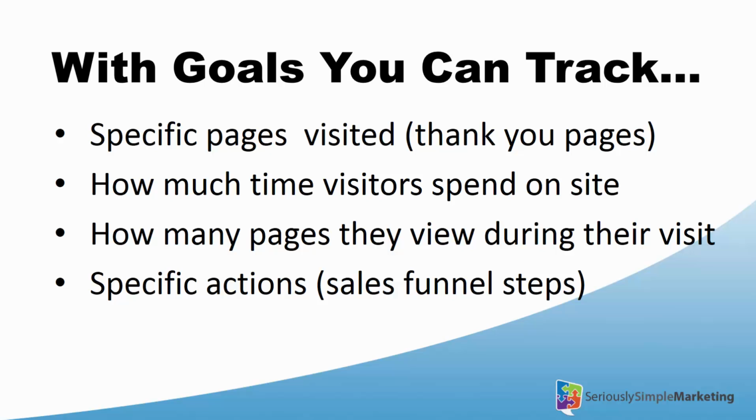How much time visitors spend on the page, how many pages they view during the visit, and then specific actions like sales funnel steps. As an example, say you have a sales funnel with an upsell, and in the upsell, it doesn't matter if they accept or decline, they both go to the same downsell. That's such a pain to track in analytics because the URLs are the same. A lot of people end up creating all these different URLs to try to track it, which you can do.